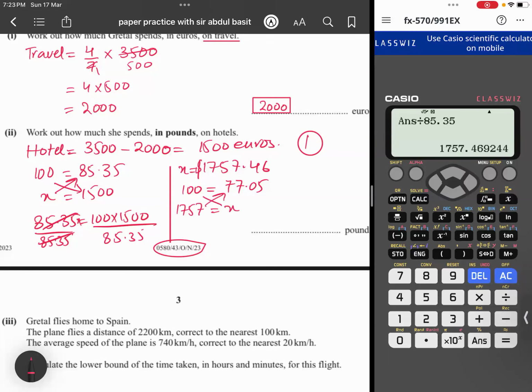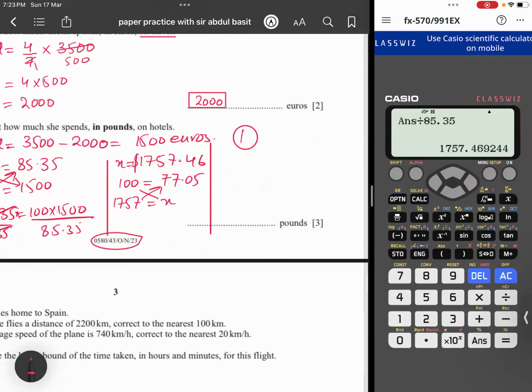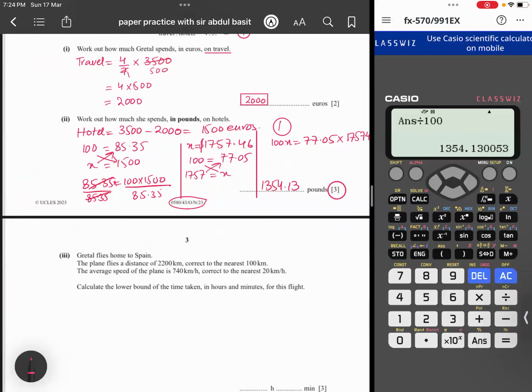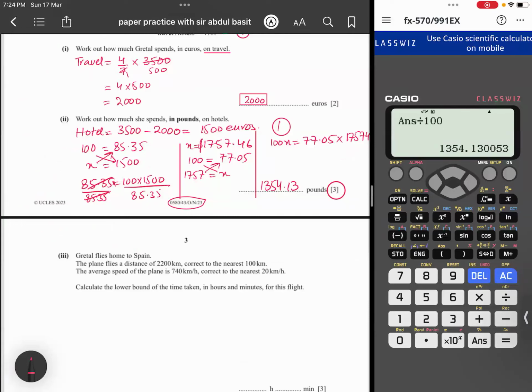Now cross multiplication. According to the basic working, 100X is equal to 77.05 multiplied by 1757, and then divide by 100. So the answer is 1354.13 pounds. Because no particular rounding is asked, I'm not rounding off, so I'm just leaving it at 2 dp.